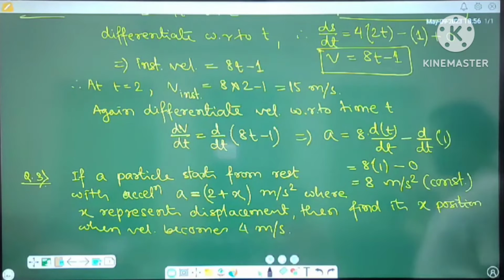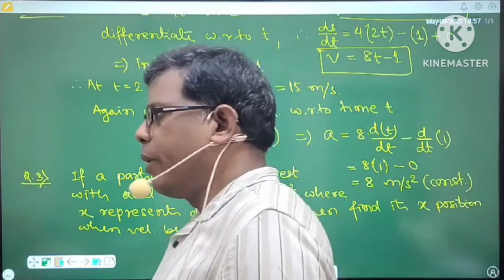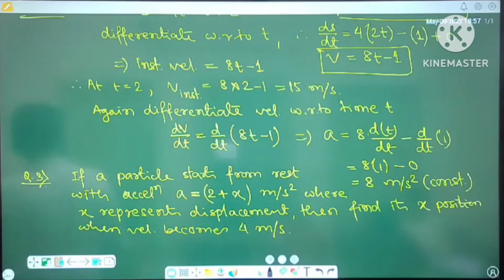This time particle is moving with constant acceleration or variable. It is again a variable expression. Why? Because acceleration term is not only depending on numerical value, rather it is depending on x. X is the displacement value. So more will be the displacement at an instant.